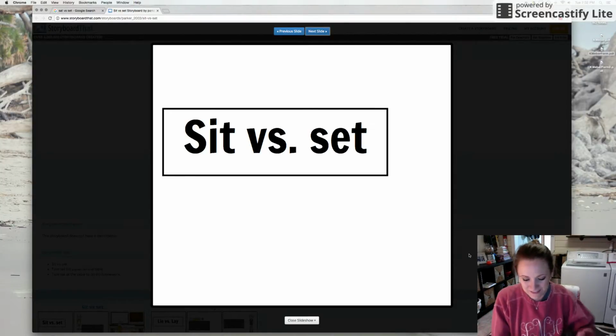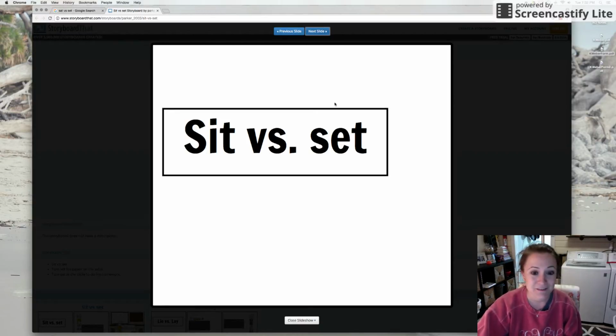So this is for lesson 28 in your grammar workbook. Lesson 28 is on page 73. This lesson is focusing on set and sit and when you use one or the other. So we're going to look at these few slides together really quick.